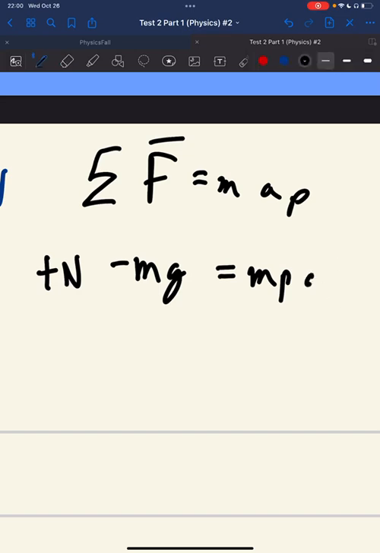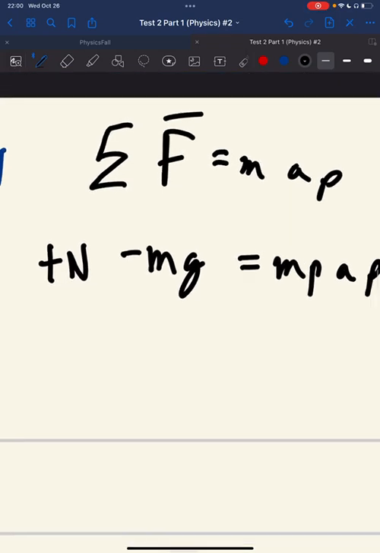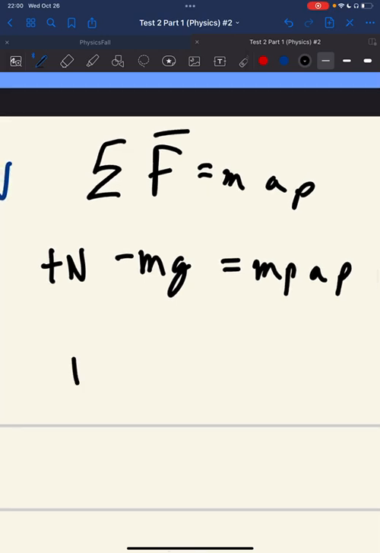You might be wondering, what is p? Well, p is a unit that we're going to use. It's a unit that will affect the mass and will affect the acceleration. But we got N equals mg, and from all of this, it will be N equals mg.